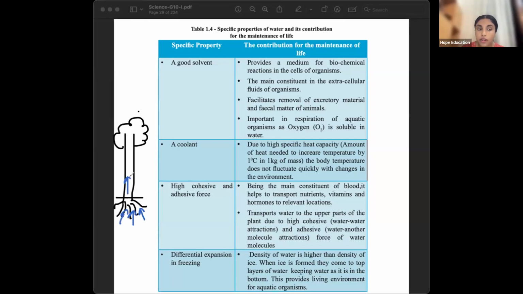And this water has to go upwards, because it's not only the roots that need water. Branches need water. Then fruits need water, flowers need water, leaves need water. So whatever water the roots absorb, that water has to be transported upwards.